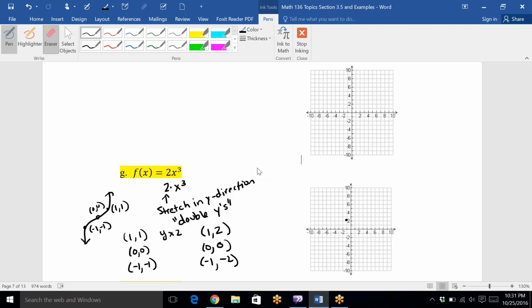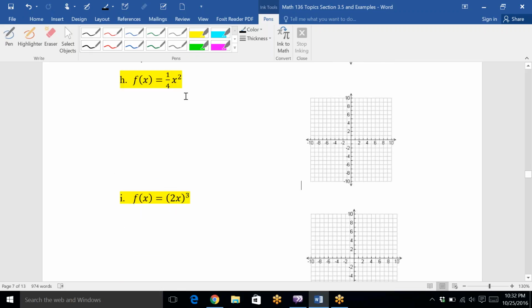So (1, 2), sorry, wrong side. It's still not erasing. Okay, just ignore that point. (1, 2), (0, 0), and (-1, -2), sorry. And then this still has the general shape, just a little bit thinner than the one we originally had.